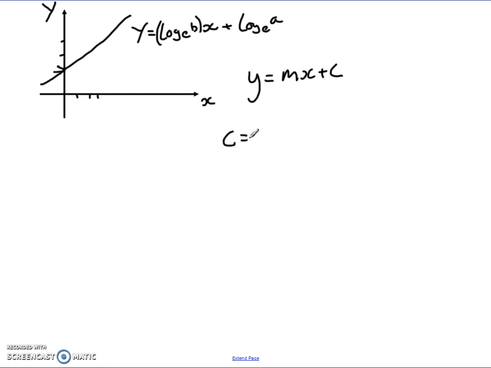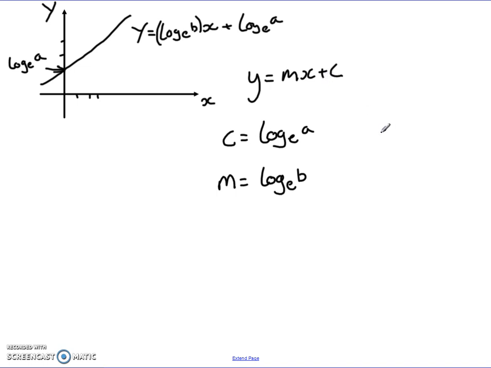We know our y-intercept is going to be equal to log to the base e of a. That's this value here, my y-intercept. That's going to be log to the base e of a, whatever that value is. And I can also read off the gradient of my line as being log to the base e of b. I can get the gradient by simply taking those. Doing that, I can then express it in this form, solve that equation and get back to my equation of the form y equals ab to the power of x.